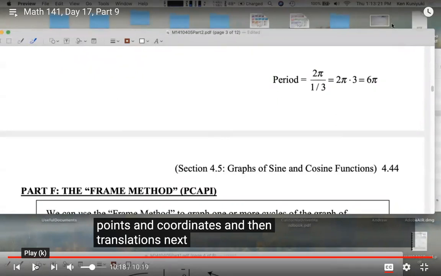But if you felt your trig book wasn't very good, then this method may offer you a more structured way of looking at things. I think many students find this to be an improvement. I think it's probably better than most books. But again, feel free to use whatever method you want, but give me the information that I would have wanted, and show me appropriate work, right? What's the period and so forth. Okay, frame method.